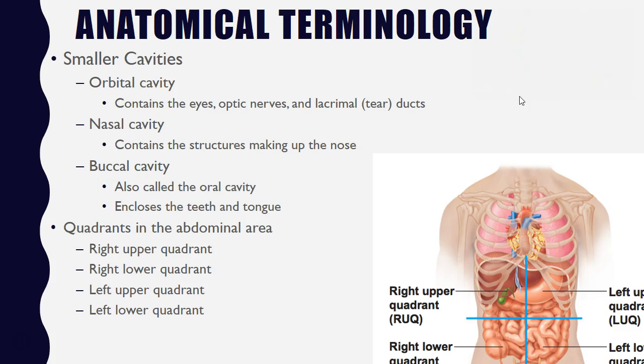The right upper quadrant is actually on your left, but it's the person's right. So be really careful as we're looking at the anatomy. Every time you see right and you're facing the patient, it's your left and their right.